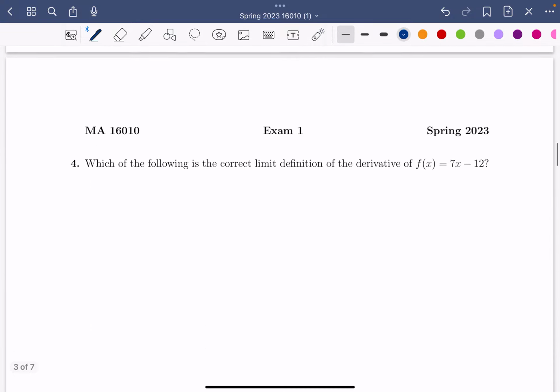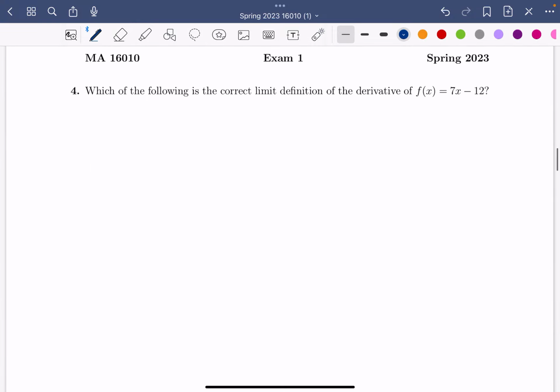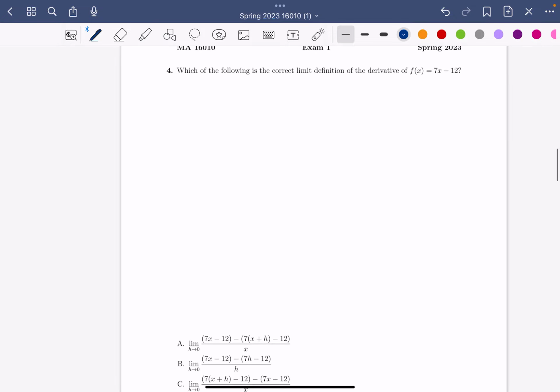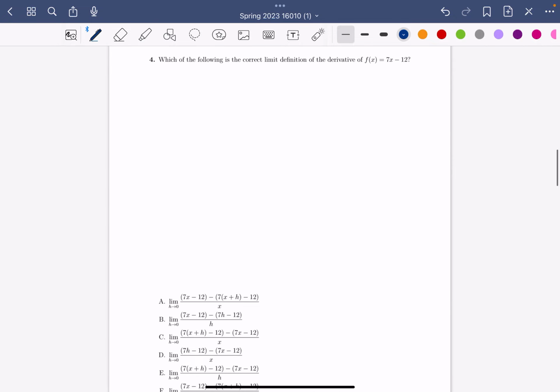Okay. Question 4. Which of the following is the correct limit definition of the derivative of f of x equals 7x minus 12? I'm going to zoom out a little bit so we can see the answers. The limit definition of the derivative is f of x plus h minus f of x, over h. So we just need to plug in x plus h for x in the function, so let's do that.